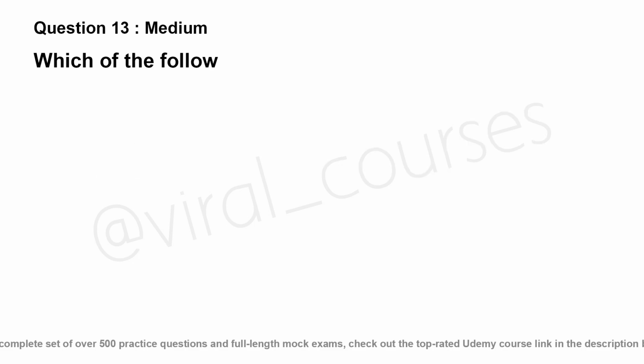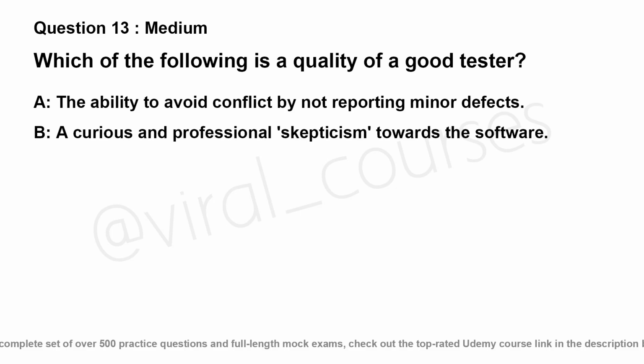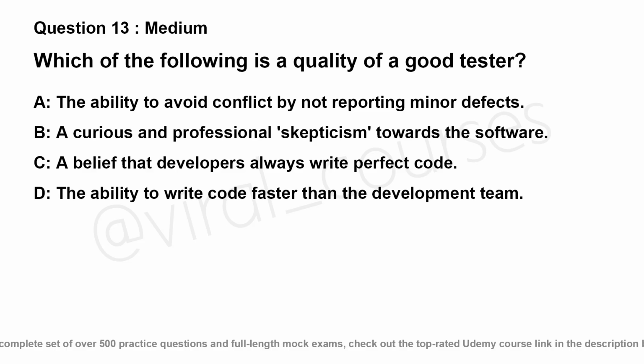Which of the following is a quality of a good tester? Option A. The ability to avoid conflict by not reporting minor defects. Option B. A curious and professional skepticism towards the software. Option C. A belief that developers always write perfect code. Option D. The ability to write code faster than the development team.